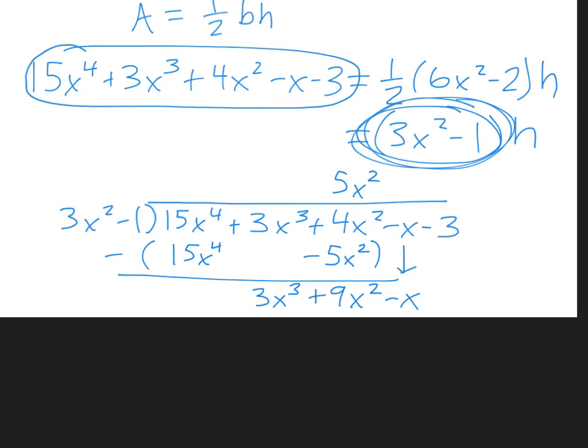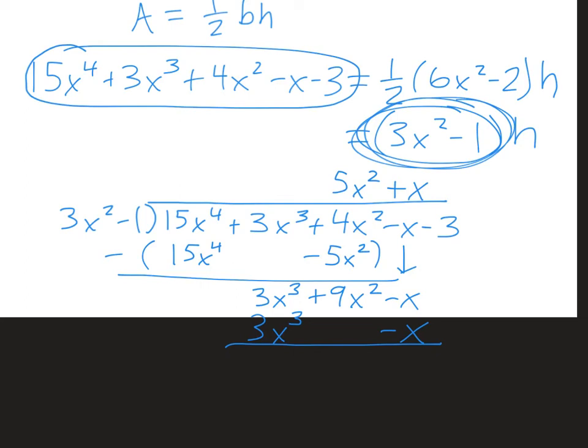Okay, so we have 3x cubed divided by 3x squared. That makes 1x. X times 3x squared is 3x cubed. And then we still have to do x times -1. That is negative x. But I'm going to write it underneath its like term. Okay, sorry, I have to go off the screen a little bit.